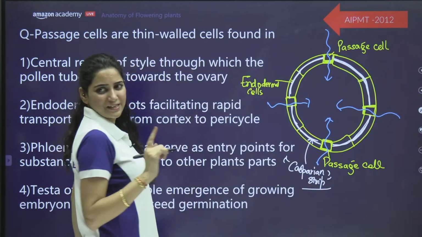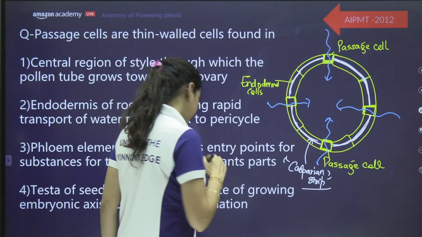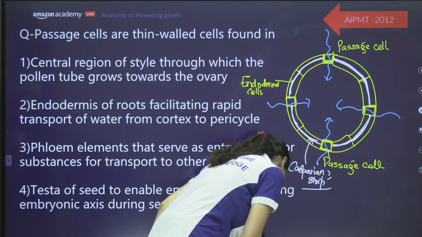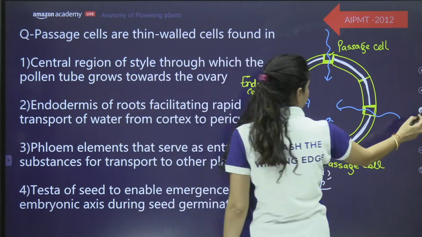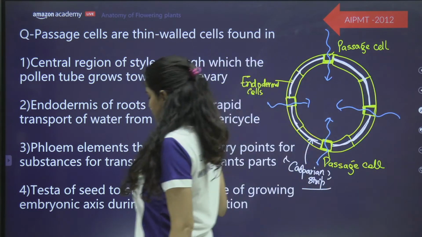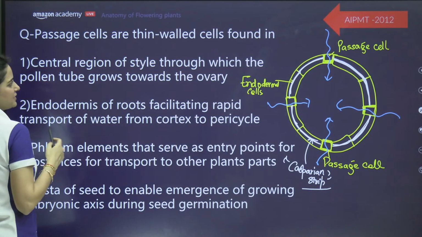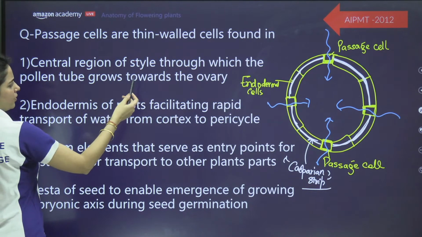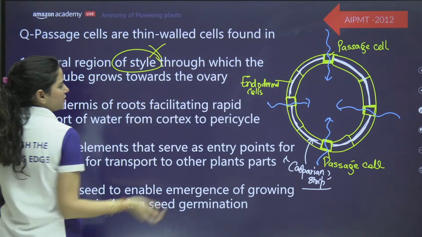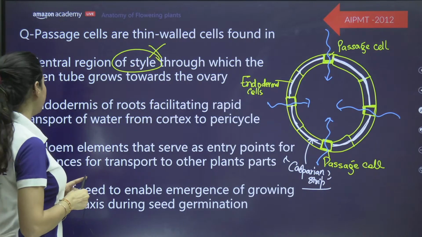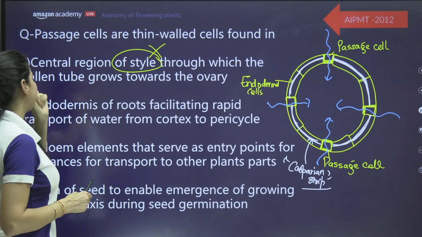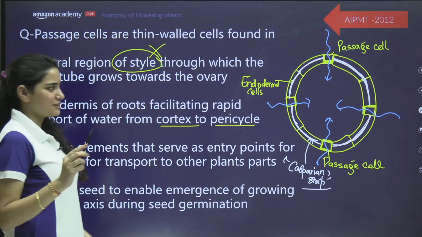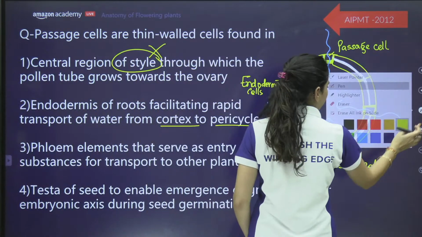ठीक है? सिर्फ पैसेज सेल से और किसी सेल से नहीं. तो क्या आंसर होगा? So सबसे पहले यहाँ पे पूछा हुआ है passage cells are thin walled cells which are where which is the region in style. No, this is wrong. Style में कहाँ पहुँची, reproductive part में कहाँ पहुँची? Endodermis of roots facilitating rapid transport of water from cortex to pericycle. That's still fine because आधे बच्चे बोलेंगे मैम pericycle का है.